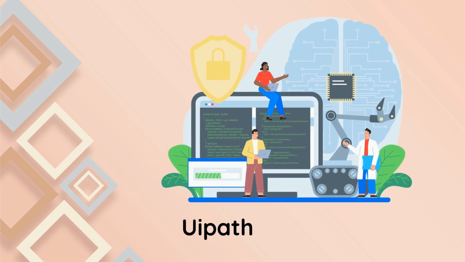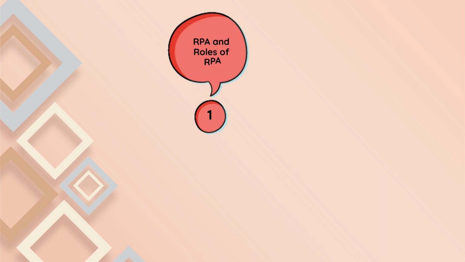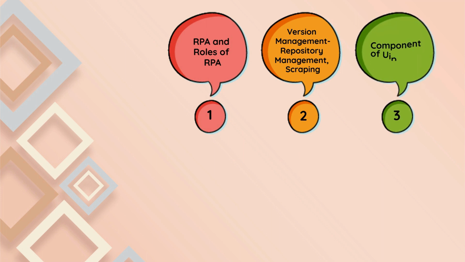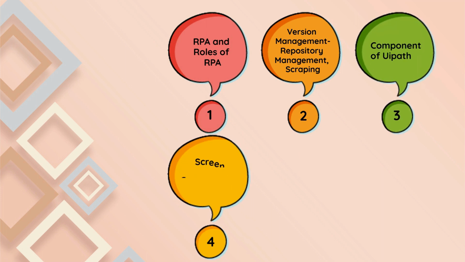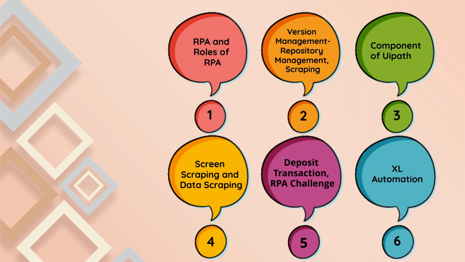Stick around and watch each and every video in this UiPath series to receive the most benefit from it. We are going to talk about the following topics in this video series. RPA and roles of RPA. Version management, repository management, scraping. Components of UiPath. Screen scraping and data scraping. Deposit transaction, RPA challenge. Excel automation.